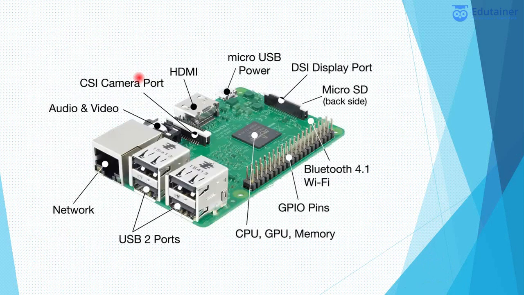Let's move forward. This is the detailed diagram of all the components that are present on the Raspberry Pi board. Like this is micro USB power, DSI display port, Bluetooth 4.1, Wi-Fi, CPU, GPU, memory, network, audio video, CSI camera port, and more.